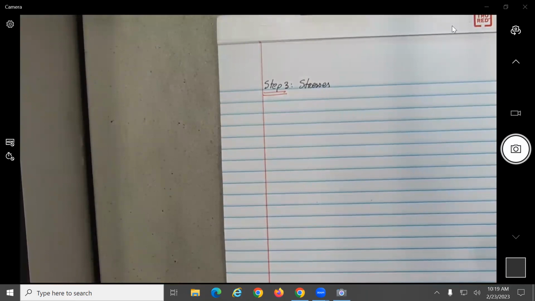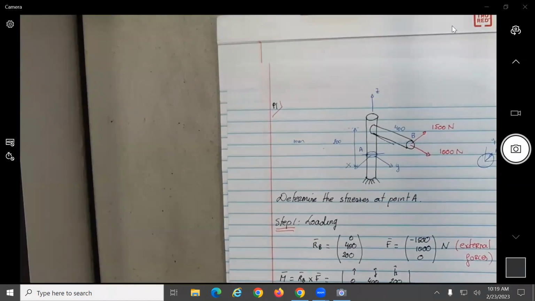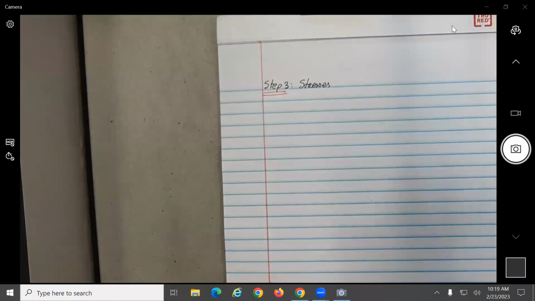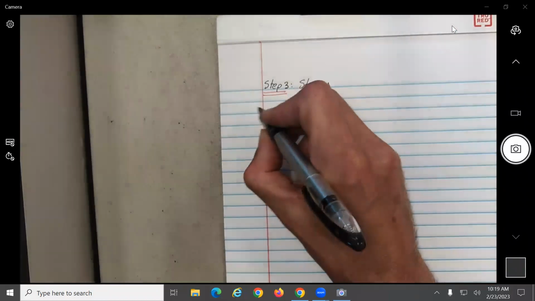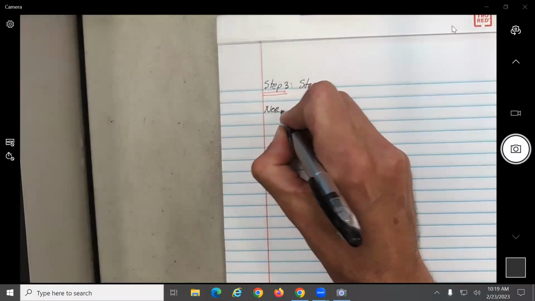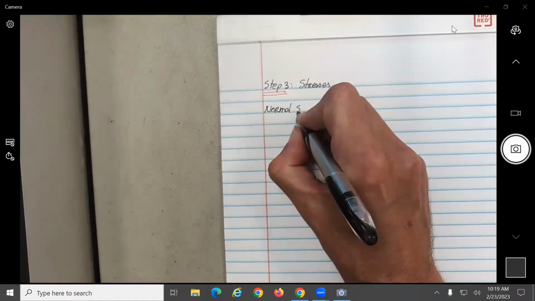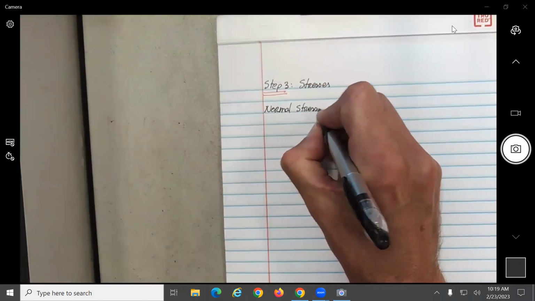Yeah. Okay. In this case, maybe we can skip a little bit. Do we have shear? I mean, there will be normal as well. So let's look at it. Let's first look at the normal stresses.